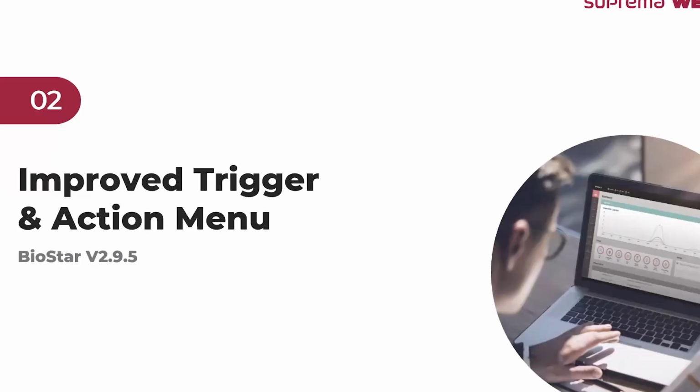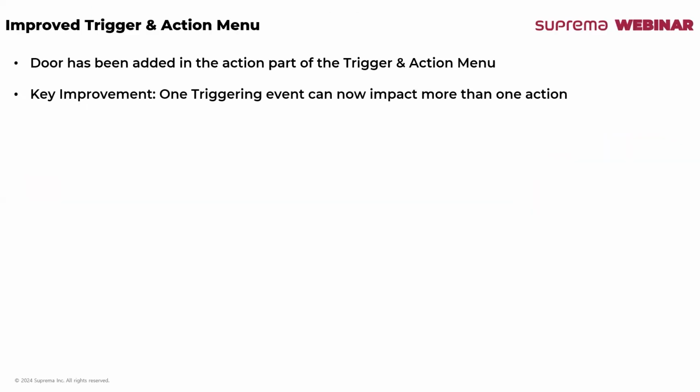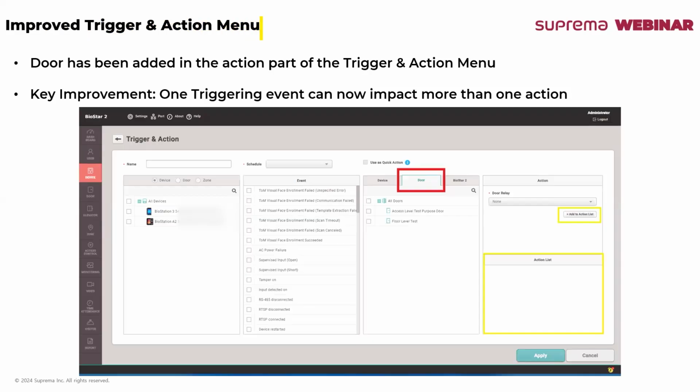Improved trigger and action menu. In the previous BioStar 2 version, the actions you could set using the trigger and action menu were limited to device and BioStar 2. But as you see in BioStar 2 version 2.9.5, in the action section, now we have added door. Also, previously more than one action could not be added using one trigger. Because of this new feature, we now have add to action list, and one triggering event will show more than one list of actions that could be occurring.